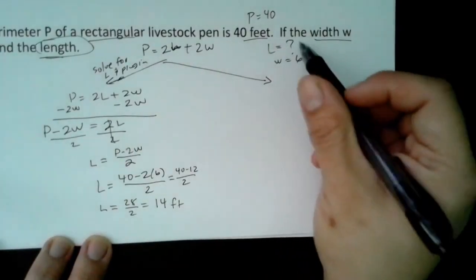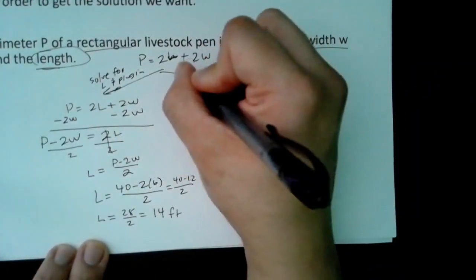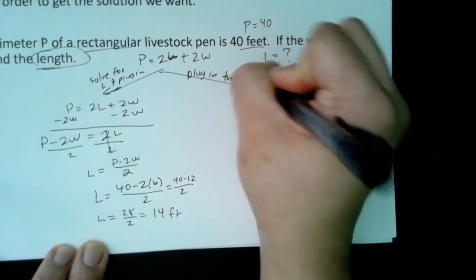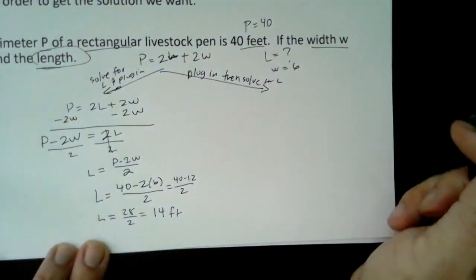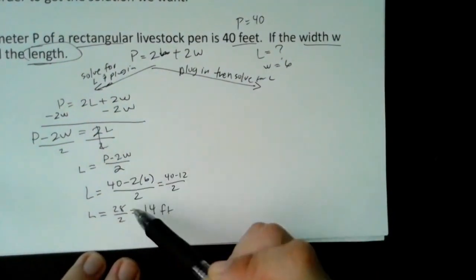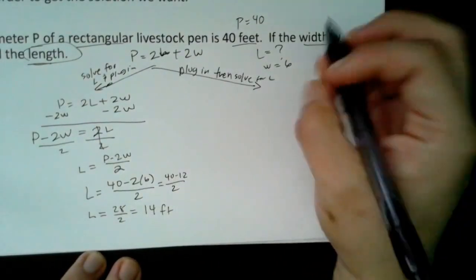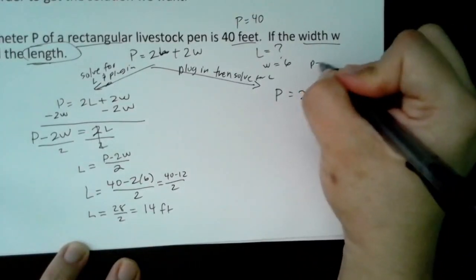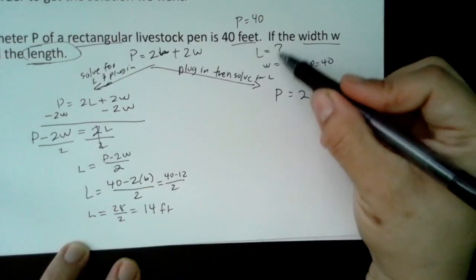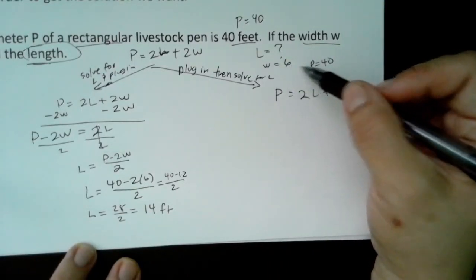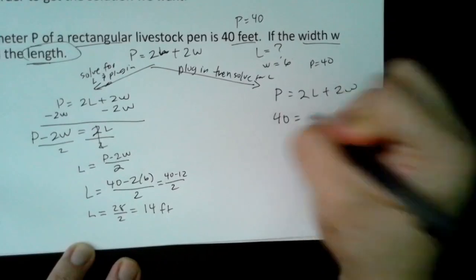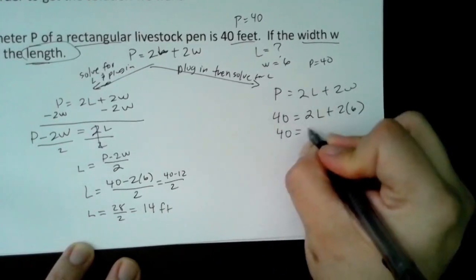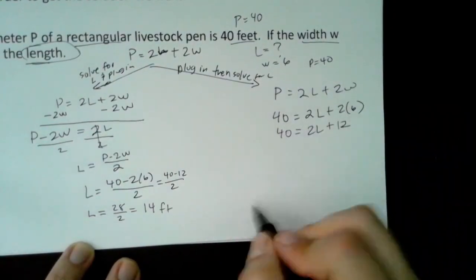The other way is just to plug in what you have and solve. So plug in, then solve for L. People are usually more familiar with the second way of doing things, but the first way can come in handy sometimes as well. So we have perimeter is equal to twice the length plus twice the width, and P is equal to 40, L is the unknown, and W is 6. So let's plug it in. 40 is equal to 2L plus 2 times 6, so 40 is equal to 2L plus 12, and then we just solve for L.